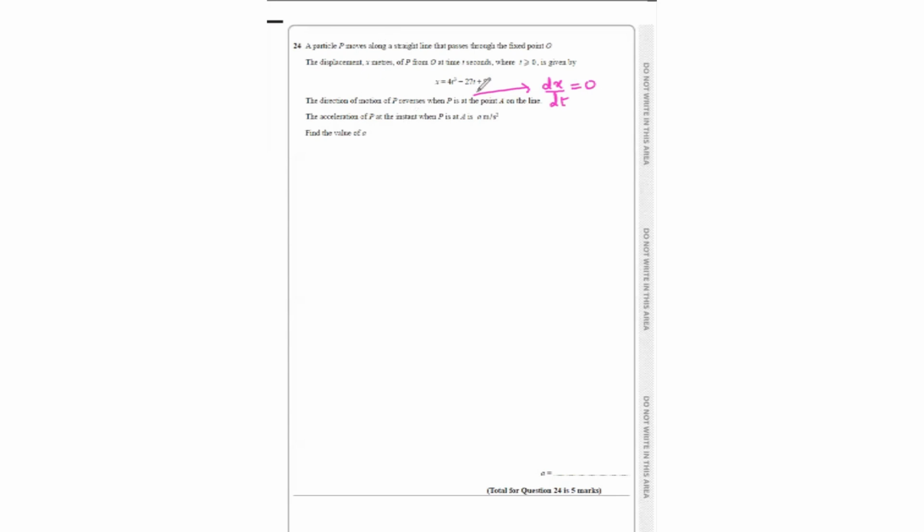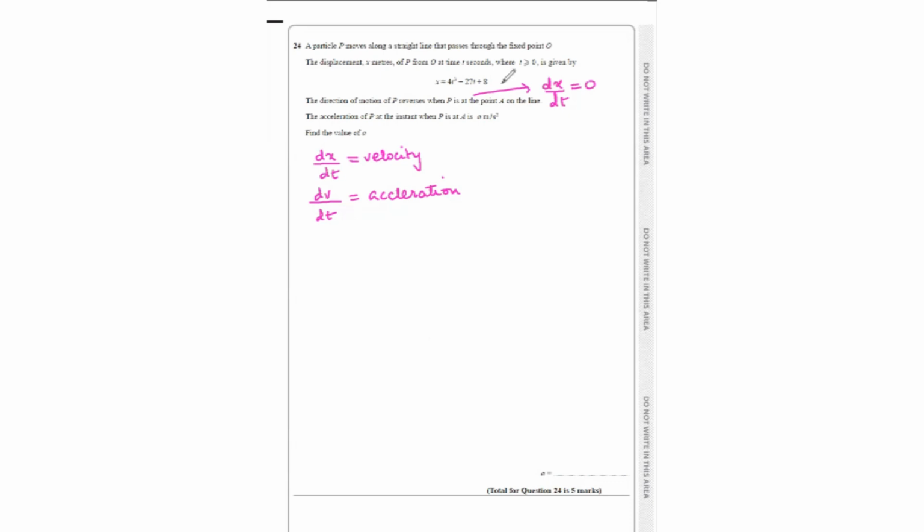Now, they have given us the displacement equation. When you differentiate the displacement, dx by dt, that gives us the velocity. When you differentiate your velocity, that gives us acceleration. So this is something that you must have heard in physics as well. Derivative of the displacement is velocity and derivative of velocity is acceleration.